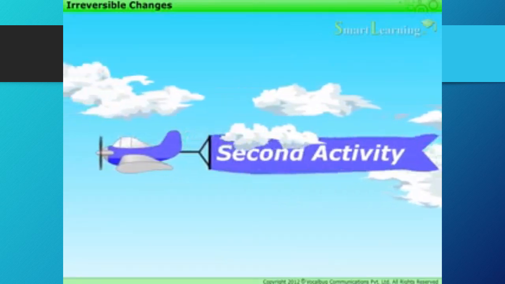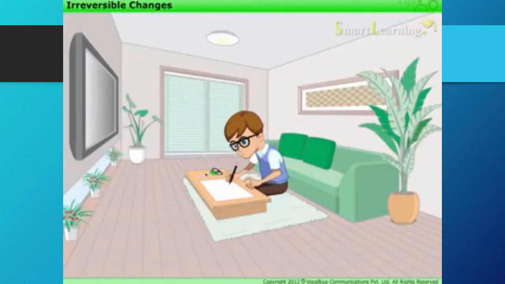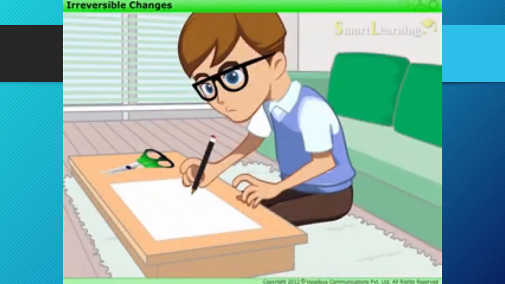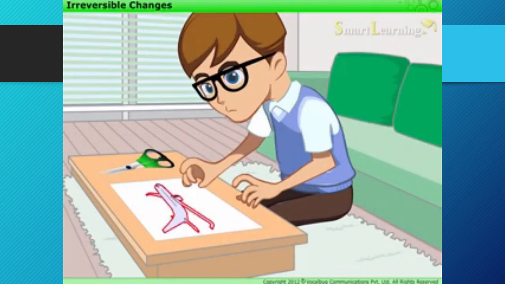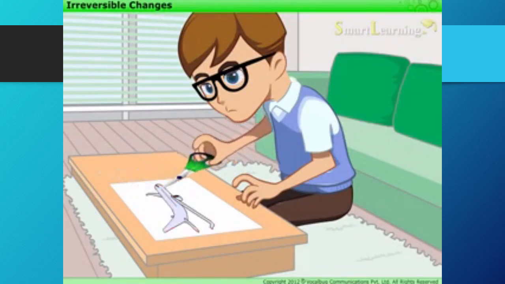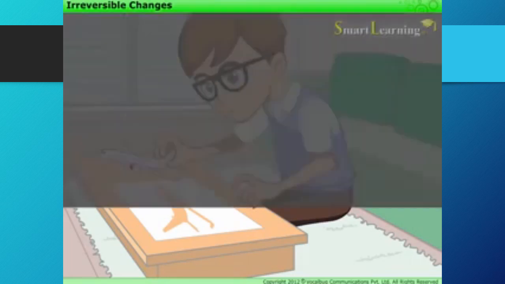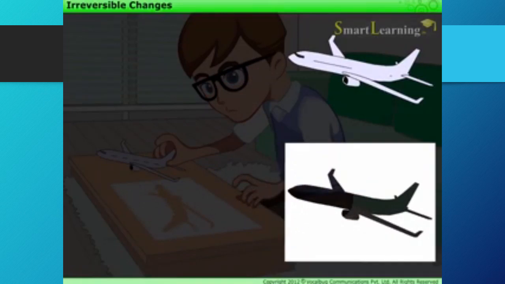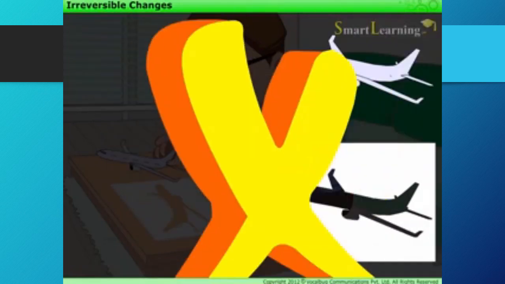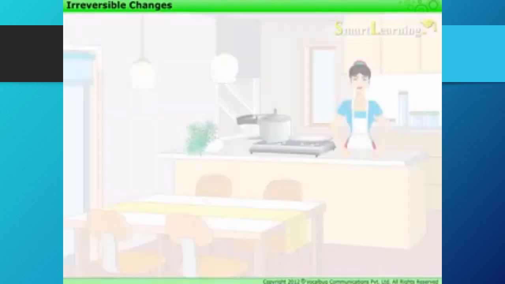Let us perform the second activity. Take a piece of paper and draw an aeroplane on it. Now cut along its outline. On doing so, we get two pieces of paper, that is, one is the picture of the aeroplane, and the other is the remaining paper. This means we do not get back the original piece of paper.